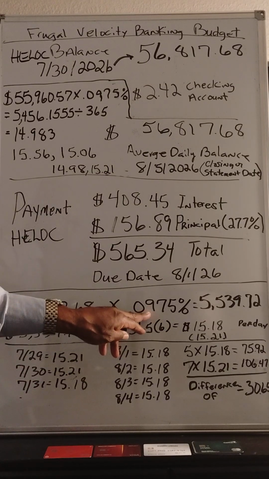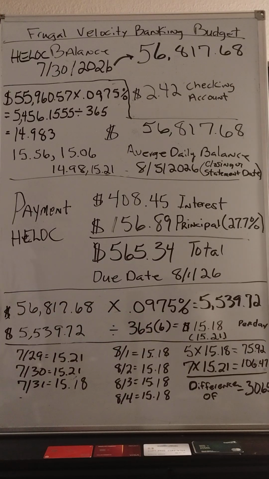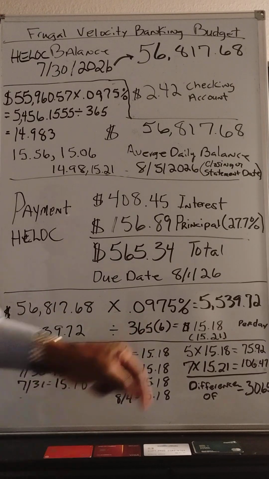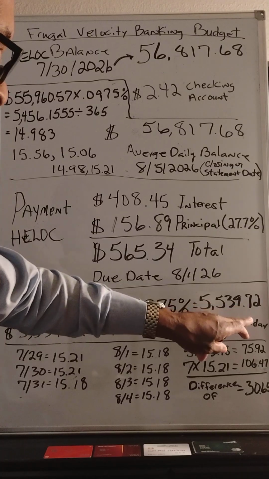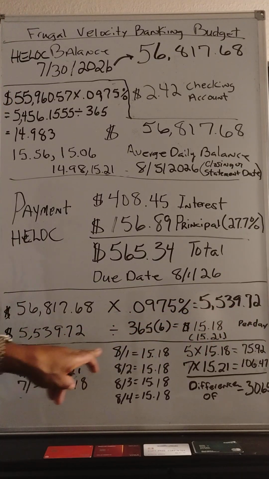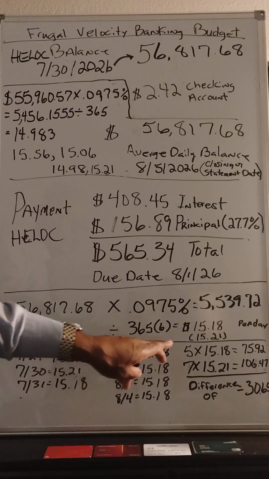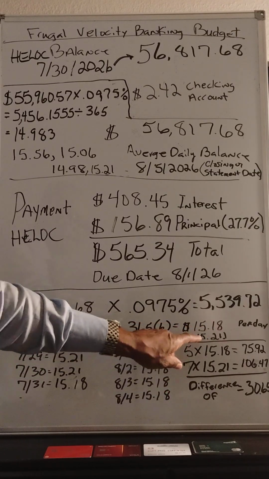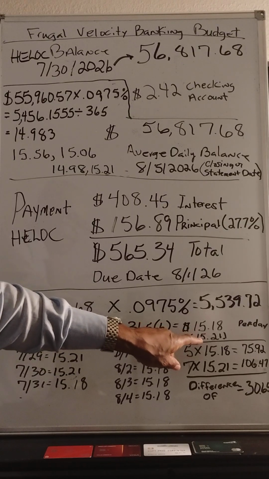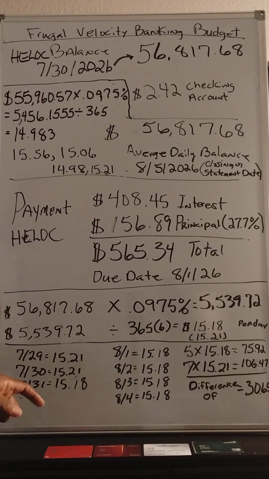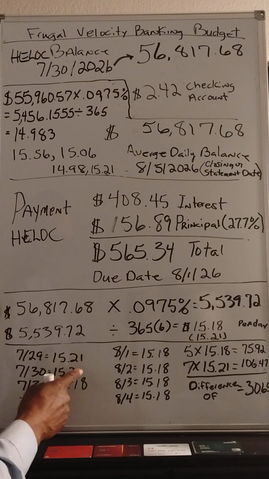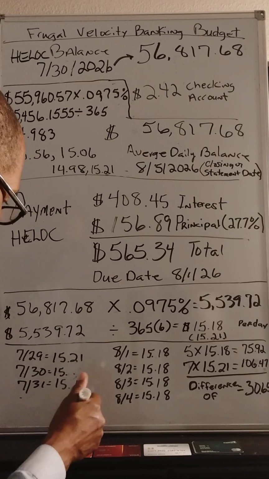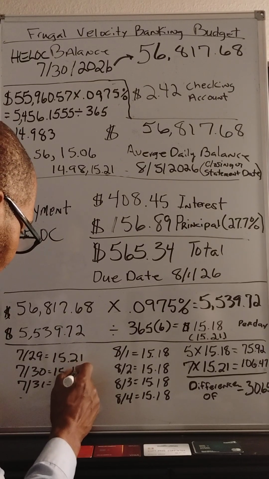With today's balance of $56,817.68, the interest rate on the HELOC is 9.75%. That gives us $5,539.72. I'm going to divide that by 365 to get a per day rate. Today it is $15.18. Yesterday, the per day rate of the HELOC was $15.21.